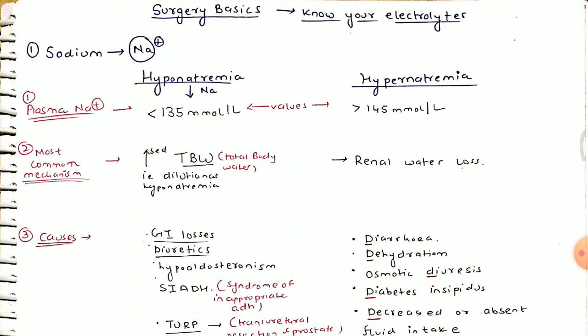Hyponatremia. First, plasma sodium concentration. In hyponatremia, the plasma sodium concentration is less than 135 millimole per liter. The most common mechanism of hyponatremia is increased TBW, which is total body water, that is dilutional hyponatremia.